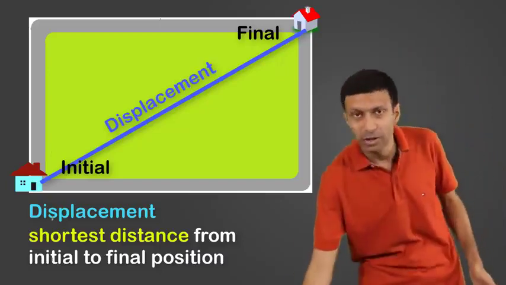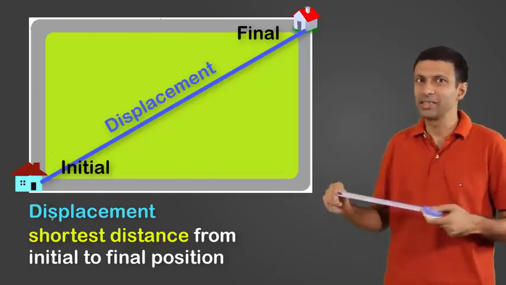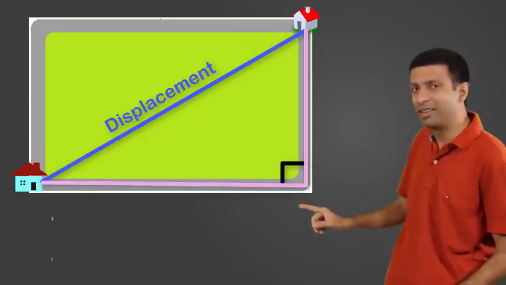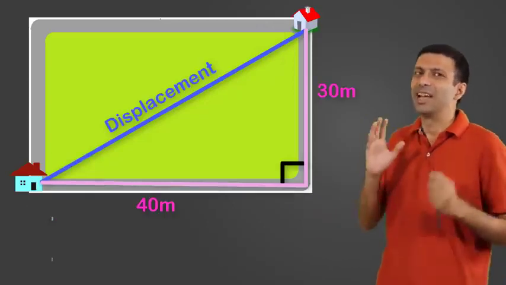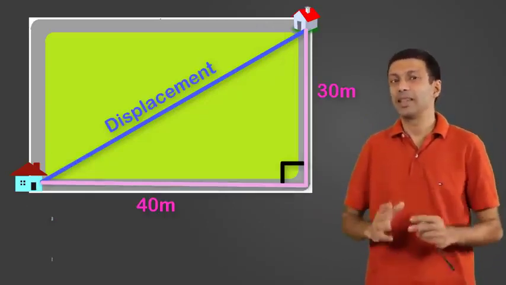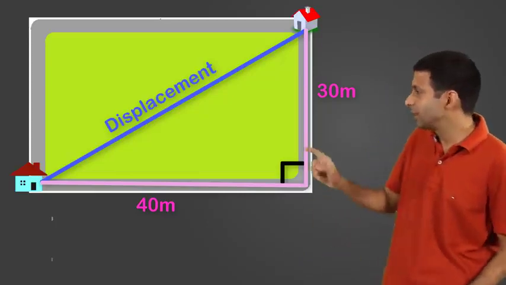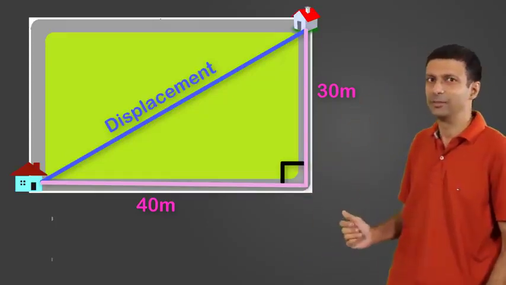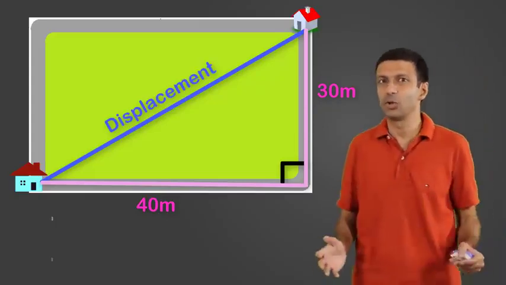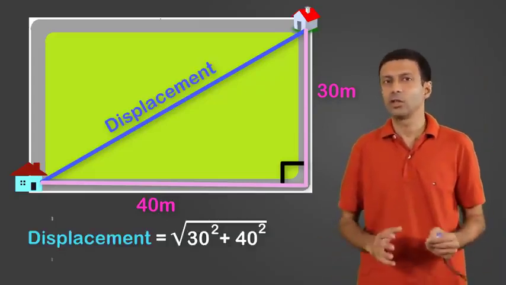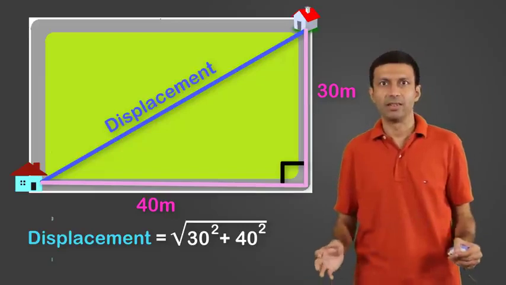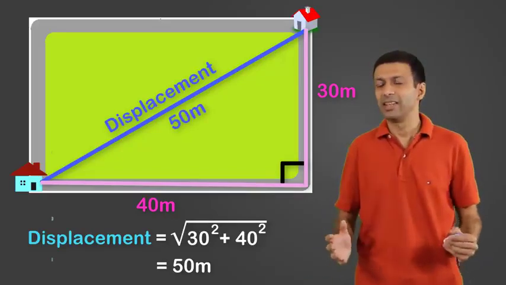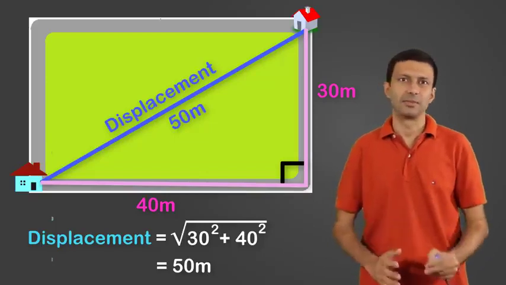Again, you can use a long measuring tape like this, or can you see the right angle triangle here? That's right. So we can apply Pythagoras theorem because the displacement is the hypotenuse of this right angle triangle here. So the displacement is going to be square root of 30 square plus 40 square. So that's 50 meters. And as you can see, it's less than the distance.